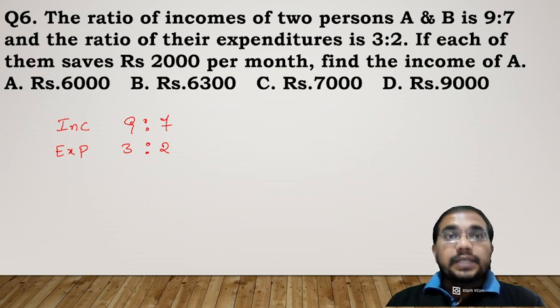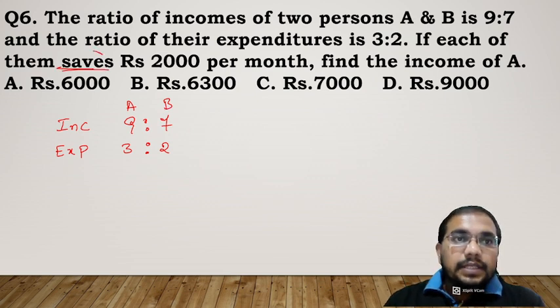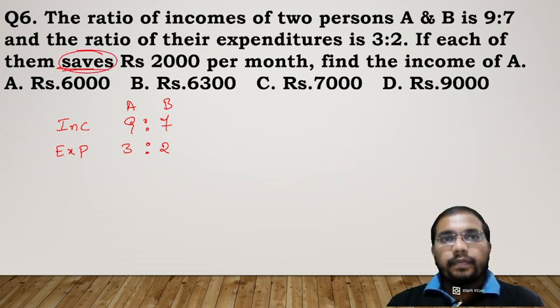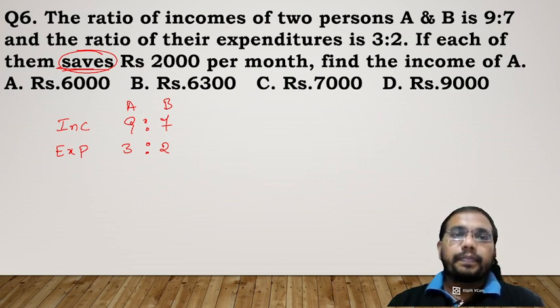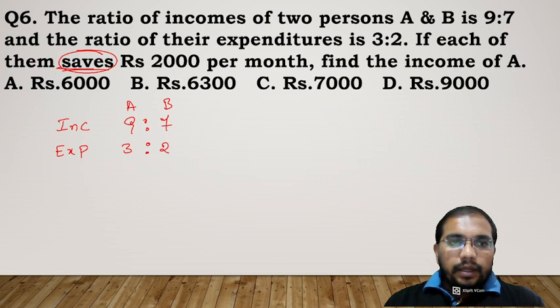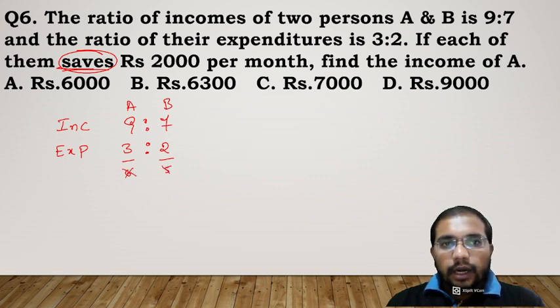If each person saves 2000 rupees per month, if savings are same, A saving is also same, B saving also same, right? Make the savings the same. Here 9 and 3 difference is how much? 6. Here difference is how much? 5. So you can't apply now.